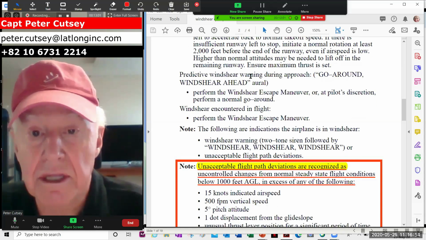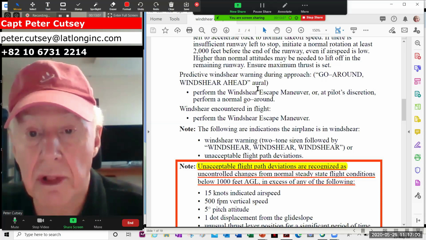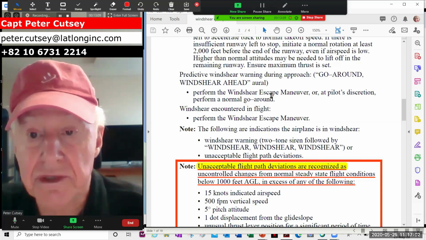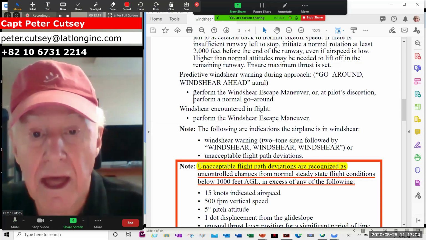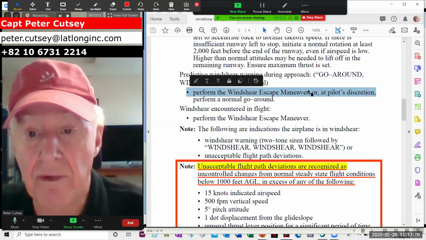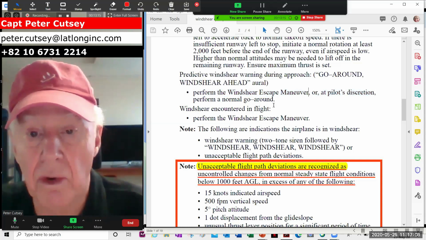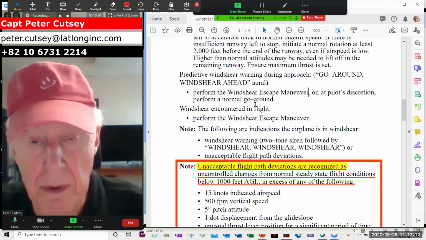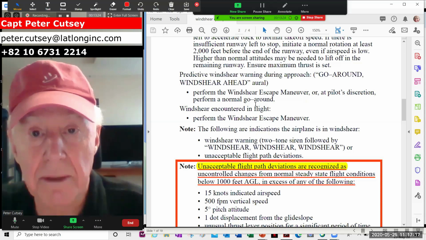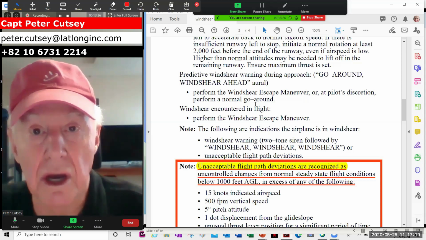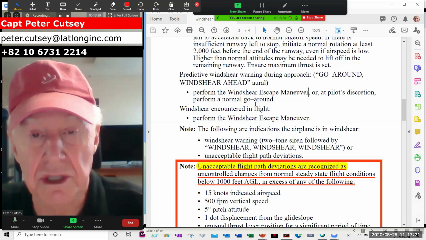And remember, predictive wind shear warning during approach. Go around, wind shear ahead, as the oral you'll hear. Perform the wind shear escape maneuver. That would be my preference, as we mentioned before, rather than the normal go around, because they're two separate maneuvers. Remember, in the wind shear escape maneuver, you do not change configuration.